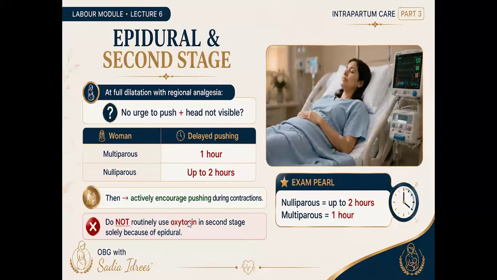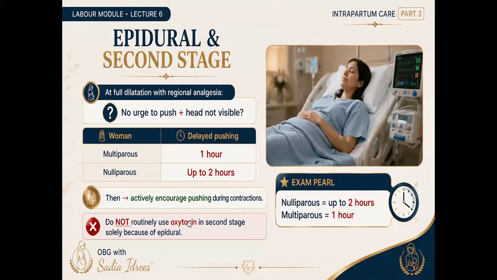Now, another trap. Does the presence of an epidural itself mean we should routinely start an oxytocin infusion during the second stage? What do you think? No, do not routinely use oxytocin in the second stage solely because the woman has regional analgesia. If there is a separate indication related to contractions or progress, that becomes another clinical decision. But epidural alone is not an indication for routine oxytocin. That distinction is very important.